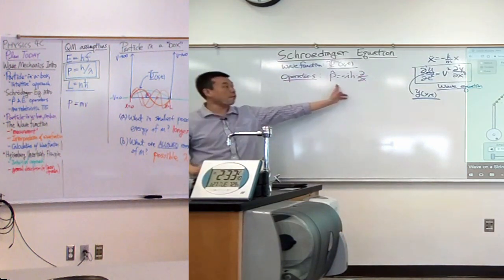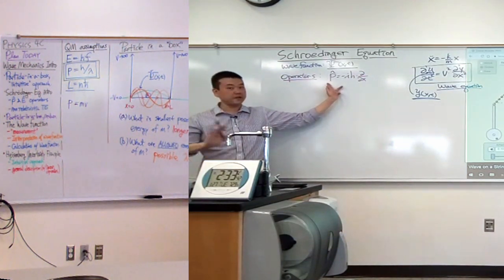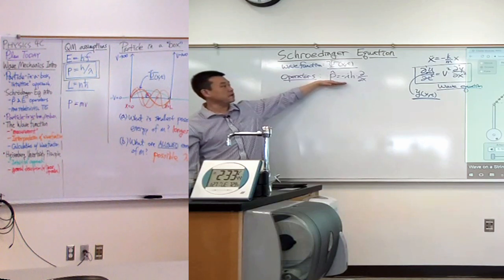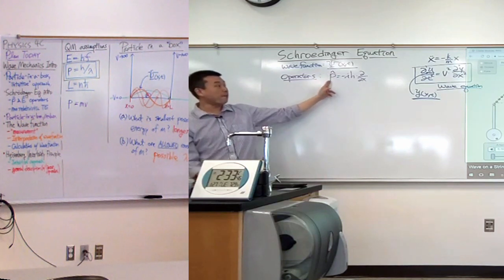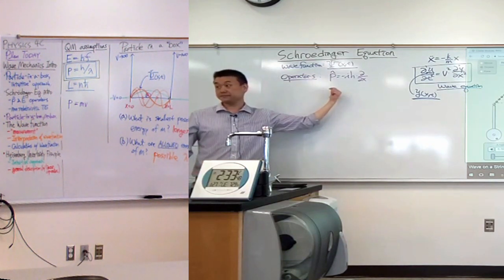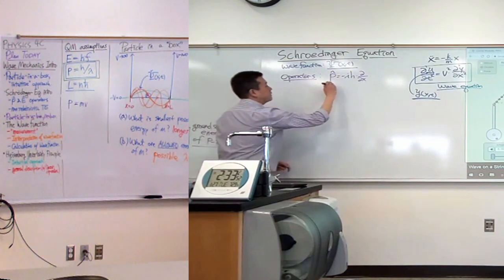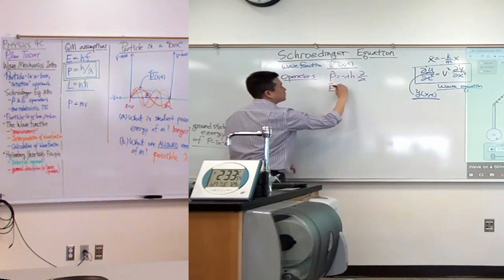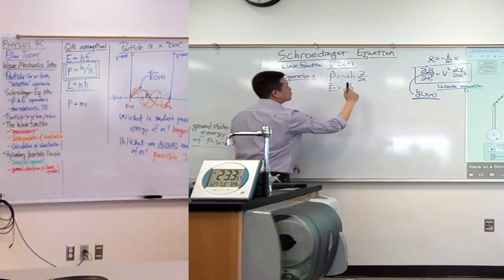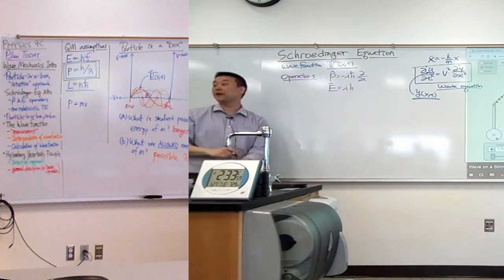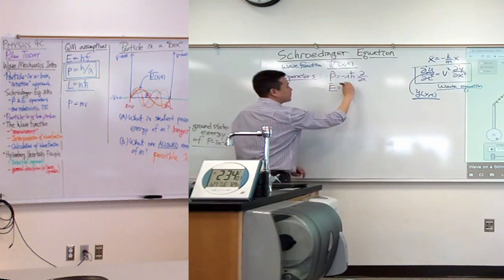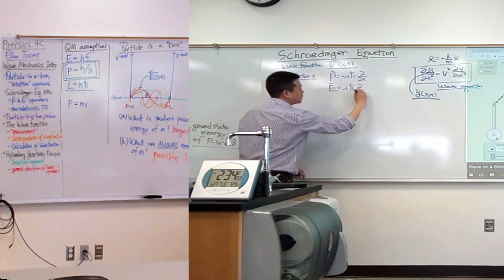That's what I mean. This is an operator. It's not a function. It's not a number. This only takes on a meaning once you operate on something with this. Okay? So this is the momentum operator, and this is the energy operator. H bar, I forgot the bar. i h bar, partial derivative with respect to time.